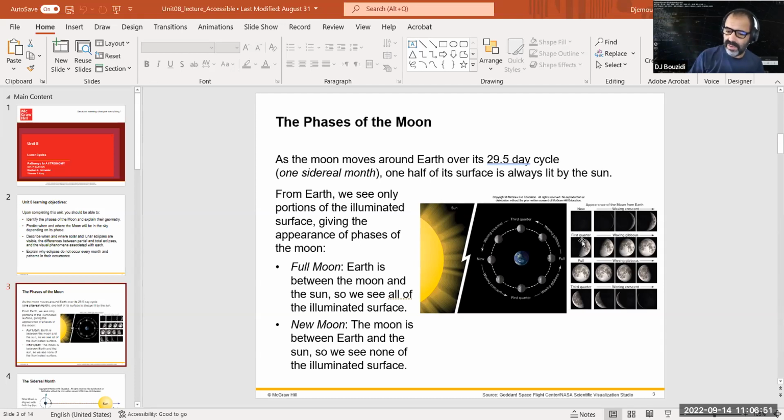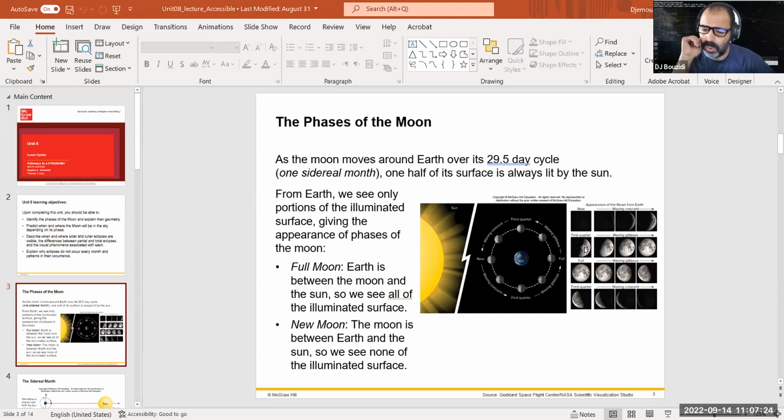Then, after 7.5 days, the moon will be in the sky after the sun sets, and it's going to be a quarter full. For you, you're looking at a sphere, so half of the sphere is lit, and the lit part is pointing to where the sun is setting, which is the west, and the dark side is pointing to the east. So this is the first quarter.